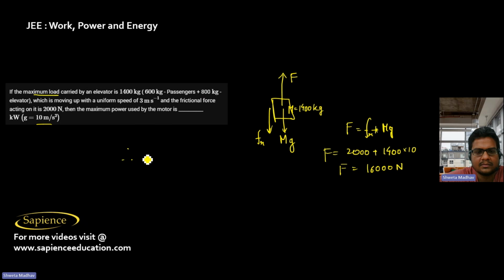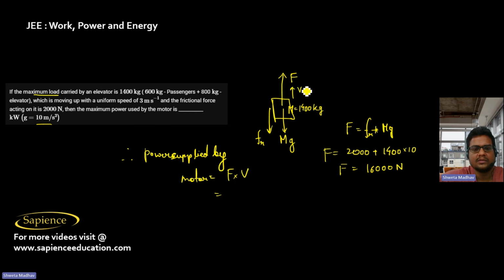Therefore, the power supplied by the motor is equal to force into velocity. Here it is going upwards with uniform speed, that is 3 meter per second. So it will be 16,000 into 3 watt. So it is 48 kilowatt. So 48 is the answer.